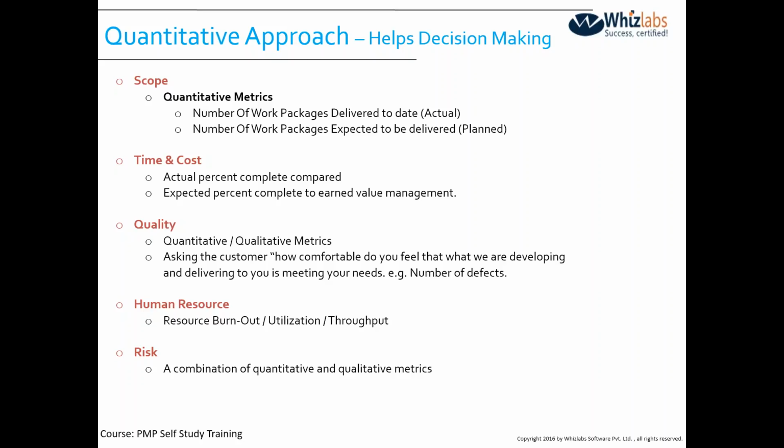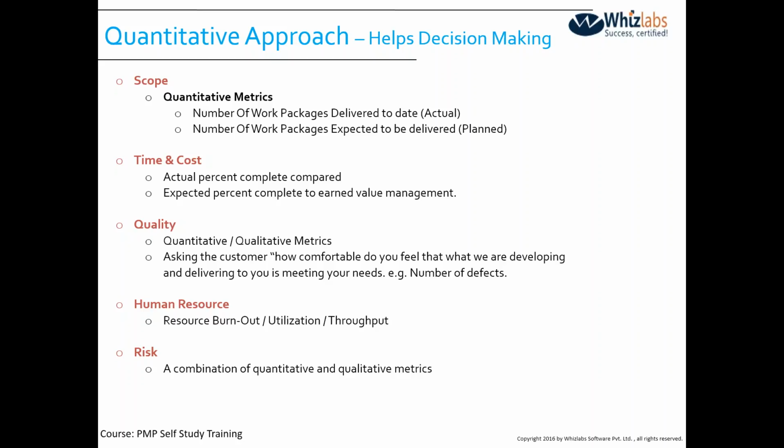Now, if you look at scope, time, cost, quality, human resources and risk, there are multiple mechanisms through which we can monitor the performance. If you look at the scope, I can have a number of work packages planned versus the actual number of work packages delivered. I assume that everybody is aware of work packages. Work packages are the lowest level of the work breakdown structure, which talks about the number of activities required to be done in order to produce that deliverable.